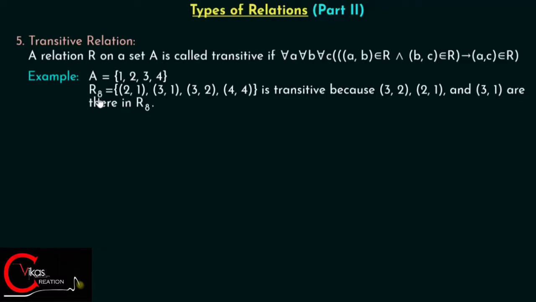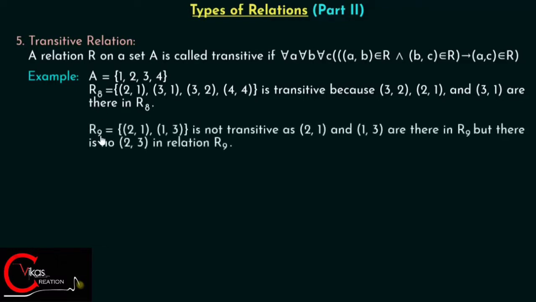Let's consider one more relation, R9. Here in this relation, we have two ordered pairs, (2, 1), (1, 3). This relation is not transitive, let me tell you, because (2, 1) is there in R9, (1, 3) is there in R9, but (2, 3) is not there in R9, right? Therefore, this relation is not transitive. This is all about transitive relation.